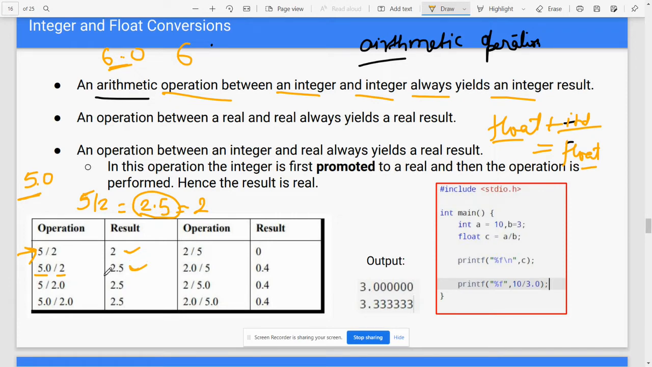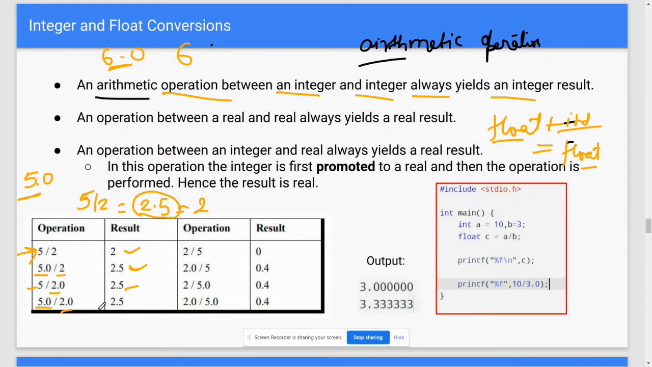Similarly, if you divide 5 by 2.0, again it's an operation between an integer and a float, so the result will be a float. Similarly, for operations between float and float, we know that the result is actually a float. So this is why these things make sense here.